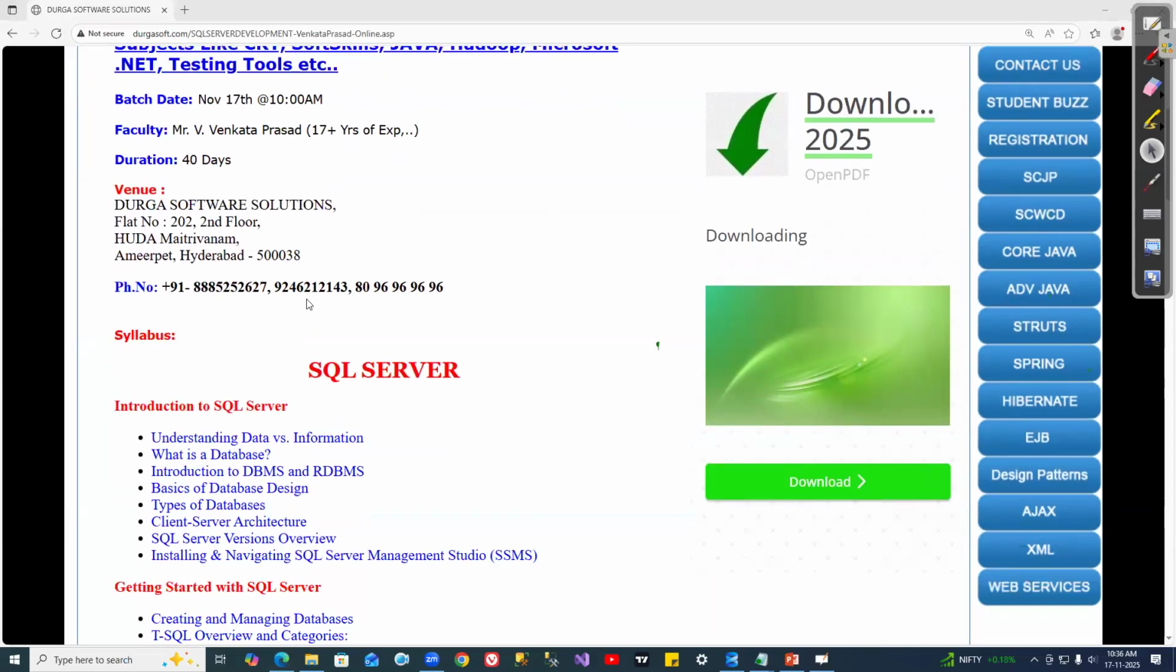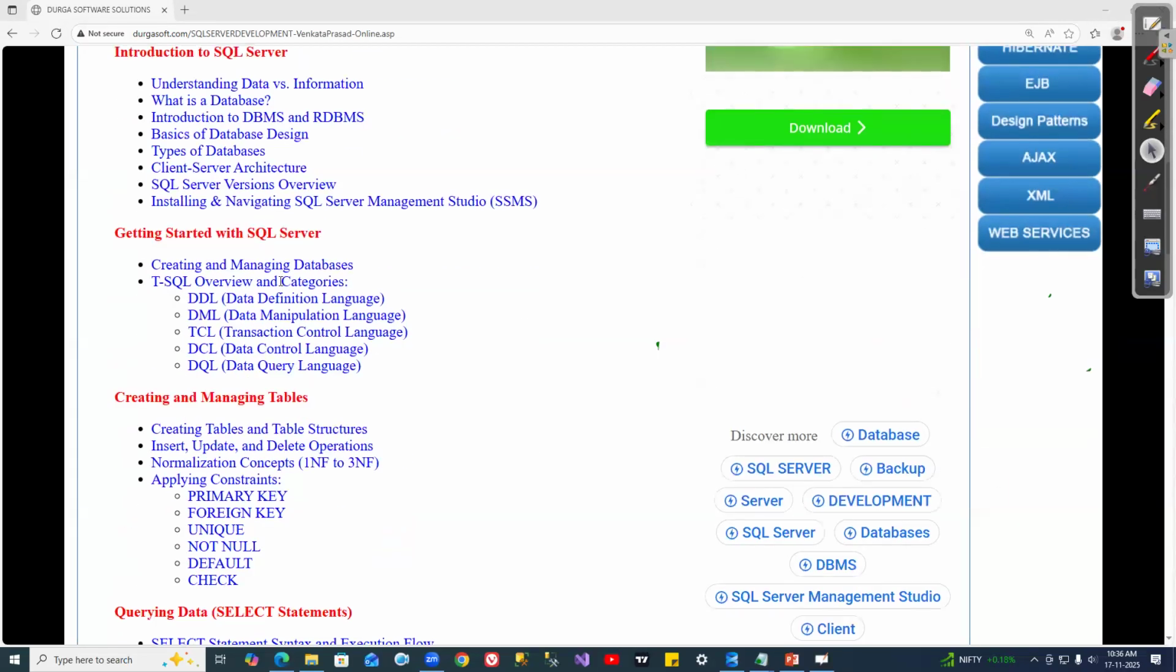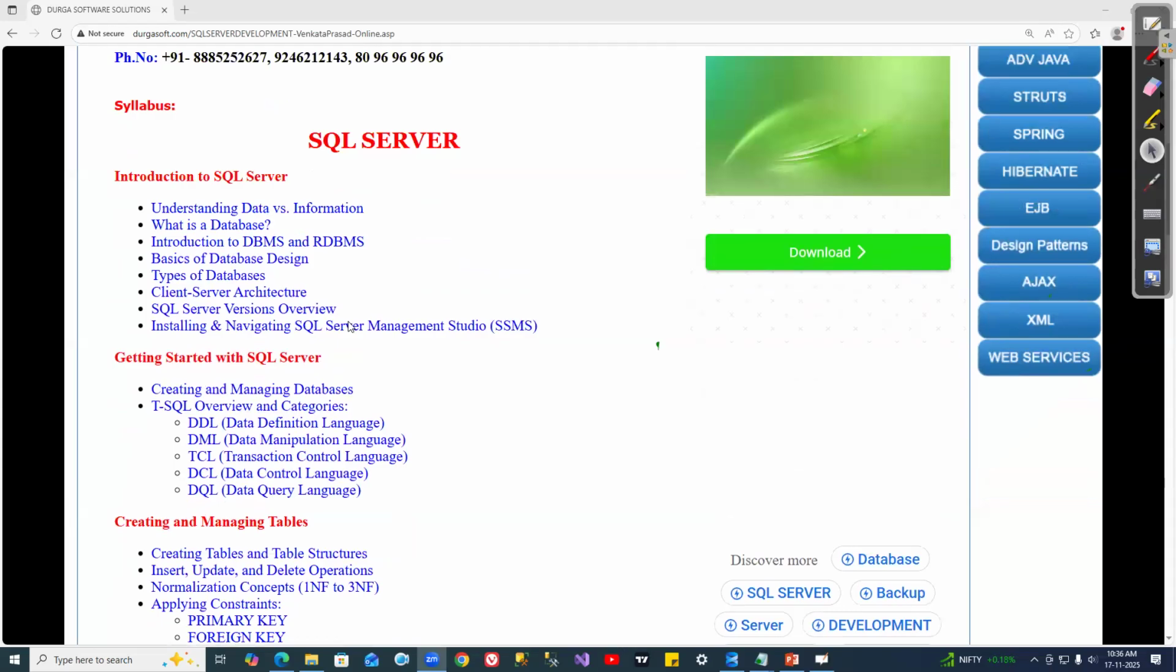Okay. You can type SQL Server syllabus, Venkata Prasad, DURGASOFT in Google. You will get this link. This is the syllabus part. This we are going to cover in SQL Server. Actually, today I'm not taking a one-hour class because it is just a demo class and I'm also a little bit busy with my work.